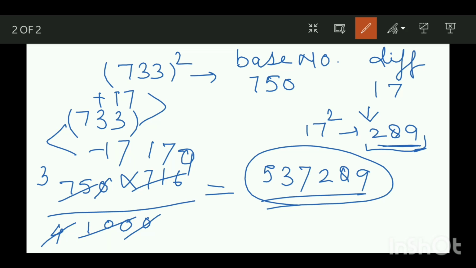Hope it is very clear to all of you, and it's very simple, isn't it? Yes, it is. So now you are able to find out the square of any 3-digit number up to 999. So take your own examples and try to find out. I hope now it is very clear to all of you. So keep practicing, because practice makes a man perfect.